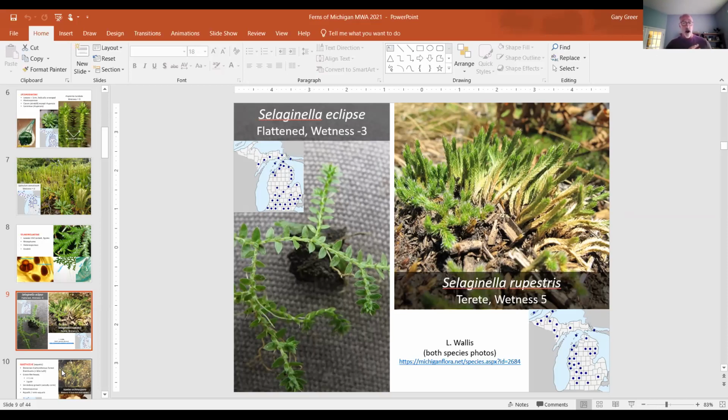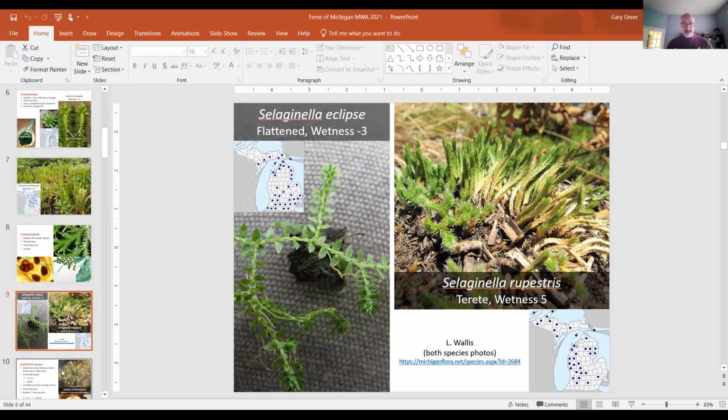Sort of at the opposite end is Selaginella rupestris, which definitely occurs in drier, tends to be sandy or very rocky sites. And as you can see, has a wetness index of 5. So it's at the other end, highly tolerant of very dry conditions.